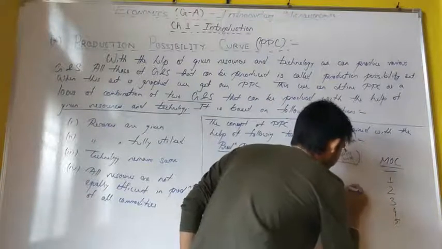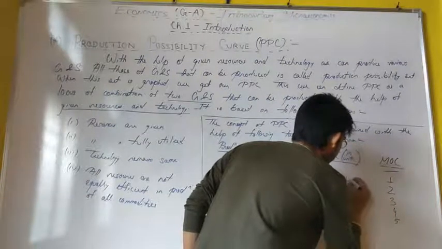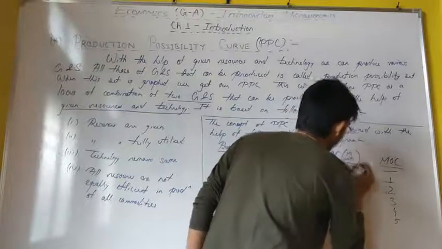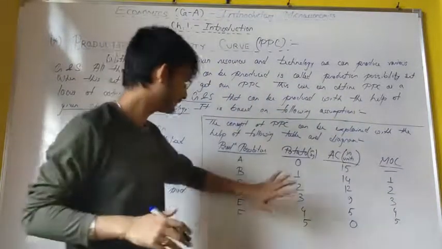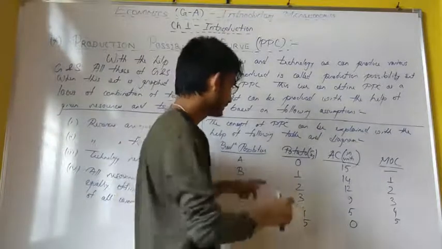9 plus 3 is 12. 12 plus 2 is 14. And there goes the 15. So here there are 2 extreme cases, you see.